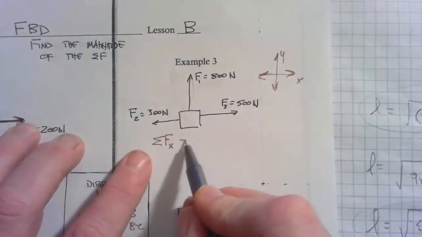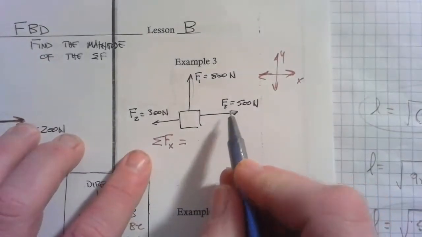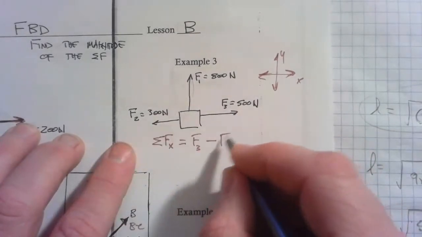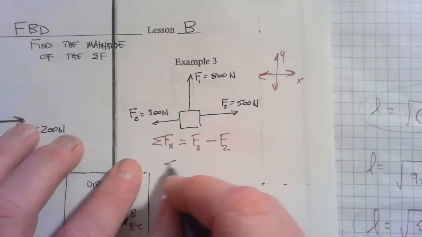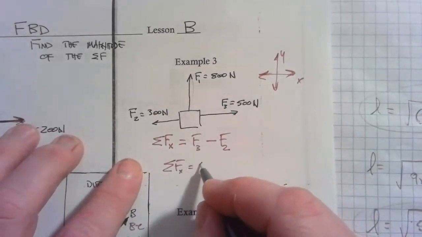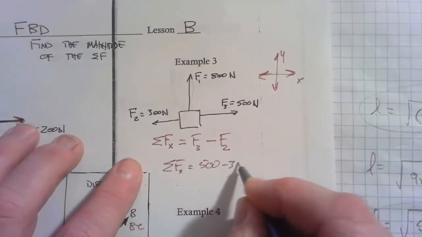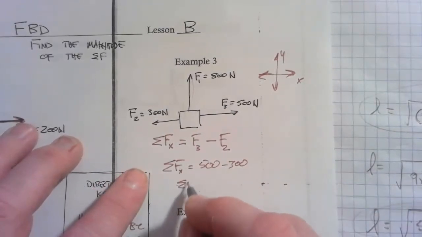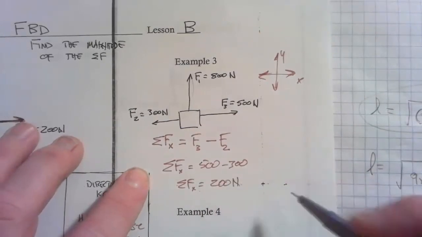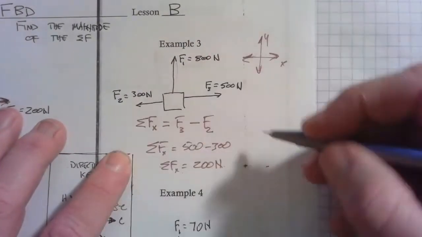So the net force in the x is going to be the positive one, F3, minus this one, F2. And so that net force in the x is 500 minus 300. So the net force in the x is 200. Now, what we're going to have to do is redraw this a little bit.